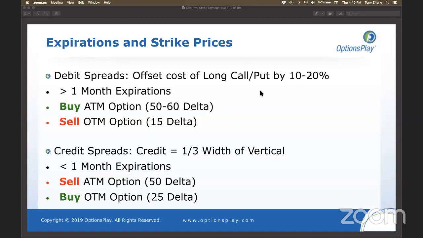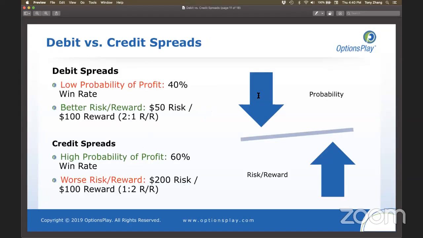So again, this is not meant to be a webinar on how to best trade a credit or a debit spread. This is more about understanding the fundamental difference between the two. If you want to learn more about the actual mechanics of buying debit spreads and selling credit spreads, we do have separate webinars just on that alone. So please take a look at that.